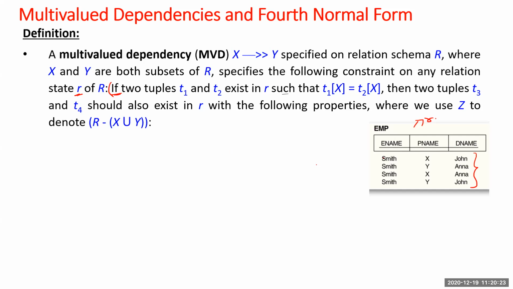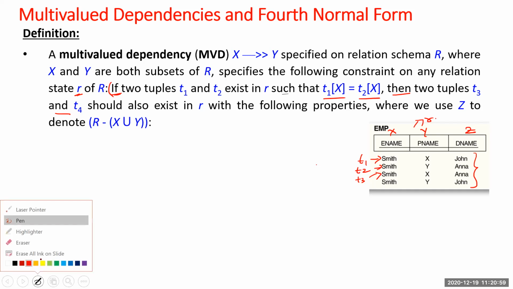Let me consider the first tuple as T1, second tuple as T2. If two tuples T1 and T2 exist in R such that T1 of X is equal to T2 of X, this is my X, Y, Z. T1 of X, Smith, is equal to T2 of X, Smith only, correct? If T1 of X equals T2 of X, then two tuples T3 and T4 should also exist.